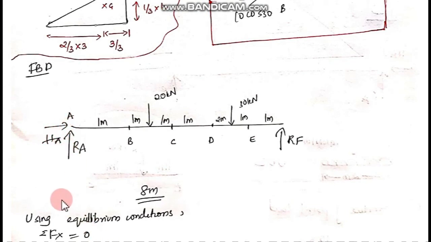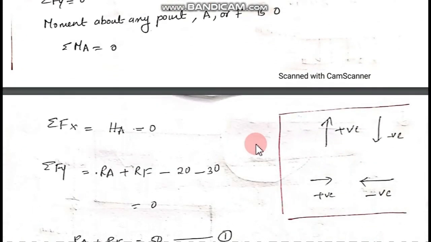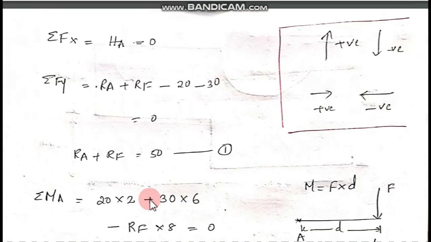Now next is sigma Fy equal to 0. You can see how many vertical forces: 4, RA, RF, 30 and 20. RA is going up, so positive, RF is going up, so positive, 20 is going down, so negative, and 30 is going down, so negative. So I have written sigma Fy here considering this sign convention, and I got RA plus RF is equal to 50, that you mark as equation number 1.